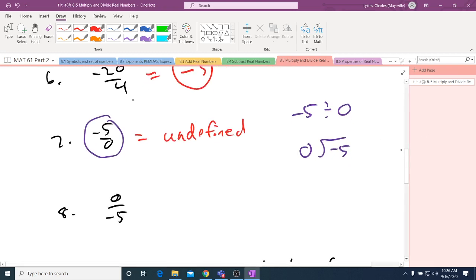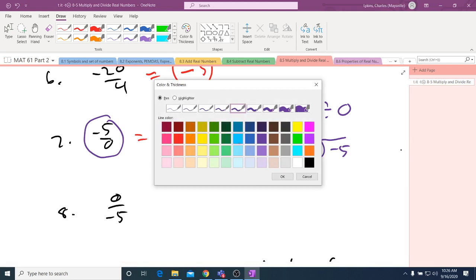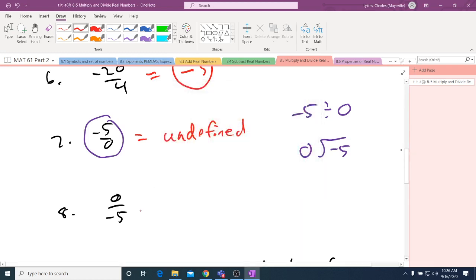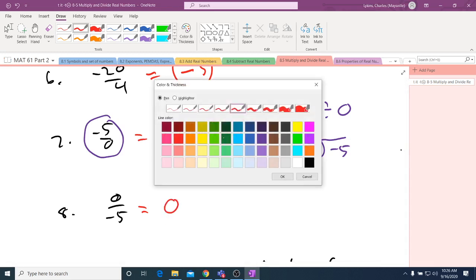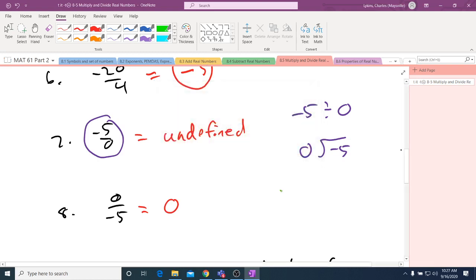But on my next number 8, 0 can be on top. So when 0 is on top, the answer is always 0. It doesn't matter what the bottom is, whether it's positive or negative, fraction, or decimal. It's going to be 0. Now, this can also be written as 0 divided by negative 5, or negative 5 goes into 0.